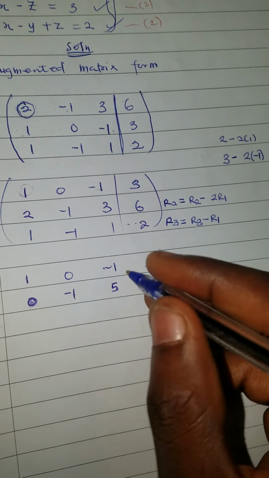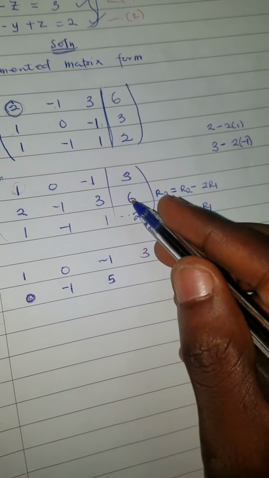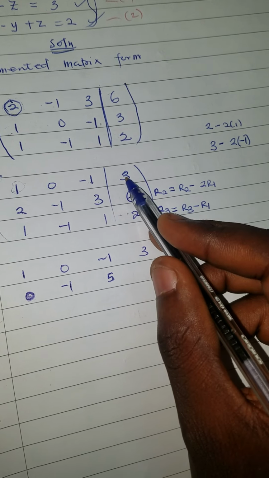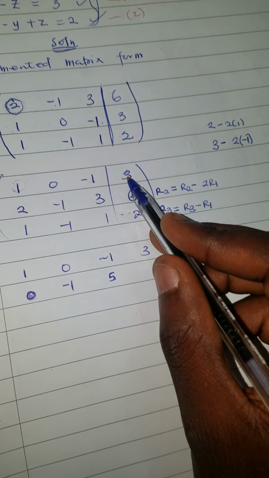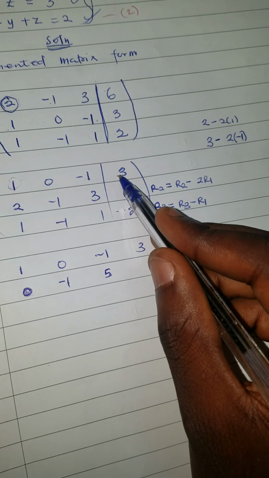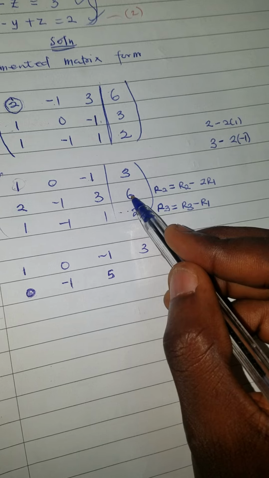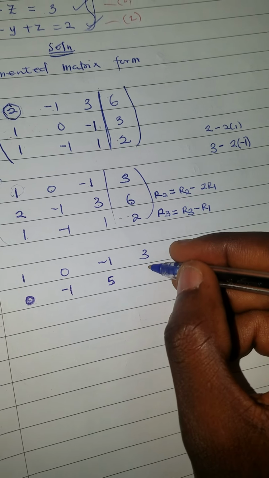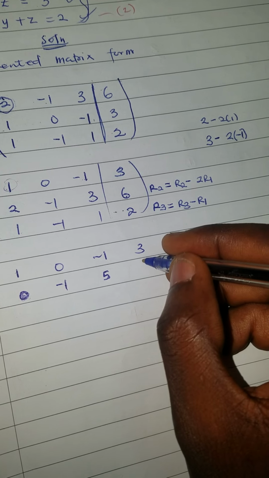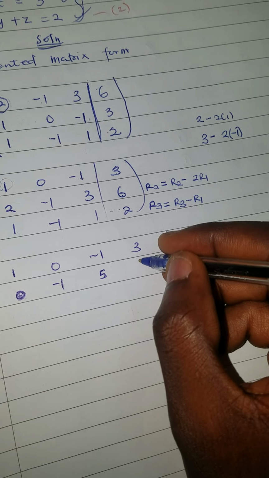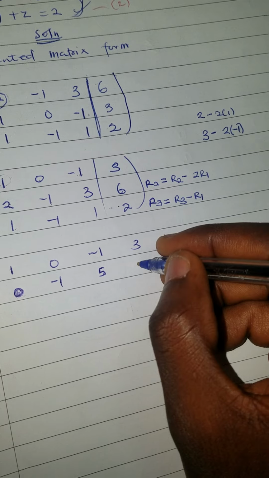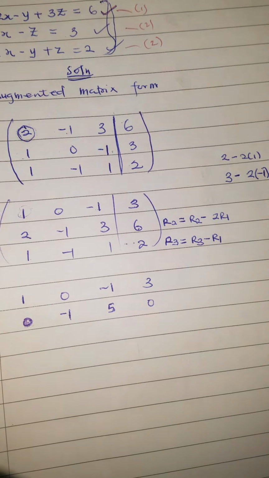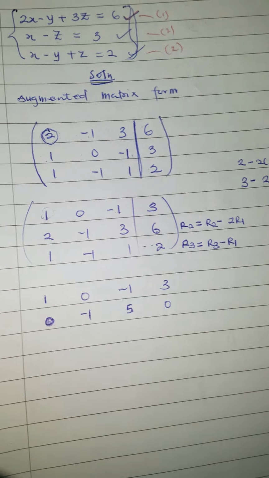We have your 5 here. Then the next thing, it will now be 6, right? If you multiply 2 by this, it will be 6. And so it's 6 minus 6, which is 0. So we are moving to our row 3.